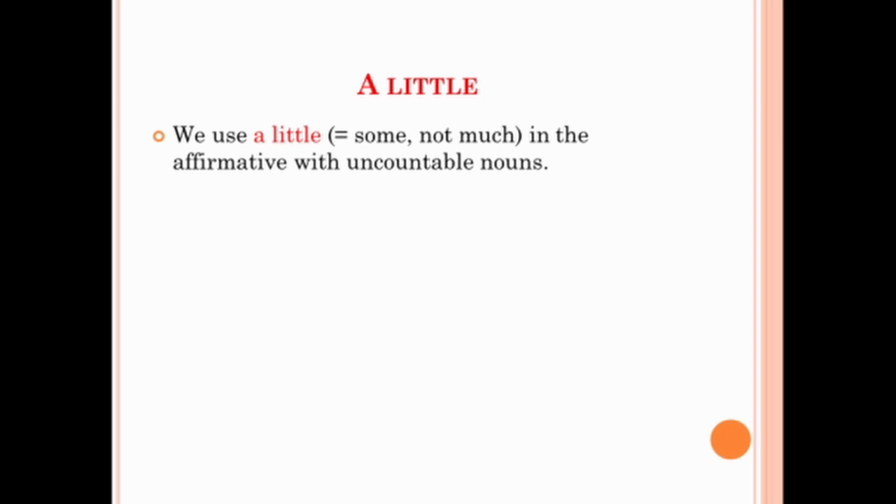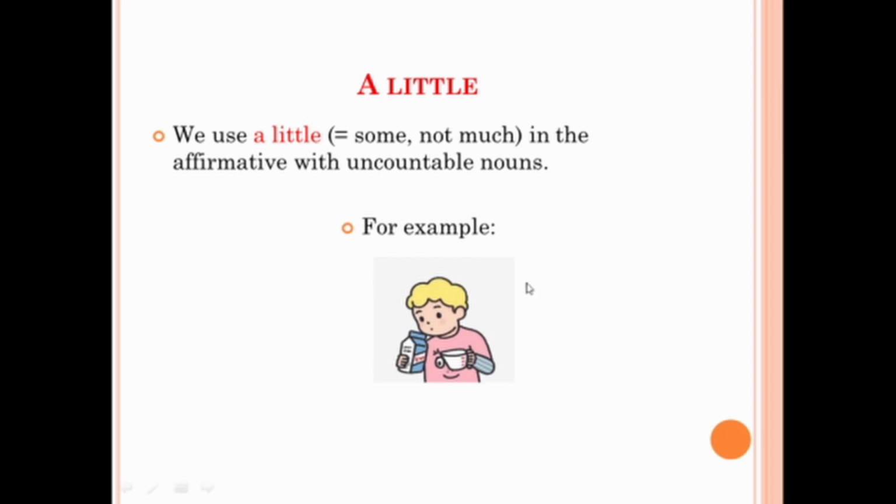So, for uncountable nouns, we have a little. We use a little, which is equal to some or not much, in the affirmative with uncountable nouns. So, for example, you remember this picture from the previous one? Exactly, the same. Do you remember the sentence in the negative? I remember it was, there isn't much milk. Yeah, there isn't much milk. But what happens when we want to express it in the affirmative way? Exactly. You're very brilliant. There is a little milk.